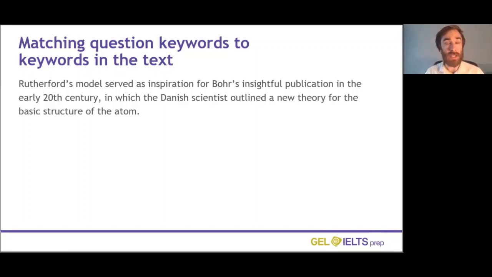Rutherford's model served as inspiration for Bohr's insightful publication in the early 20th century, in which the Danish scientist outlined a new theory for the basic structure of the atom. So the first thing I notice is the proper nouns. We have Rutherford and Bohr. So these are probably the names of people or possibly the names of organizations. I've also noticed there's a lot of scientific language. We've got model, we've got a new theory, and we've got the structure of the atom.